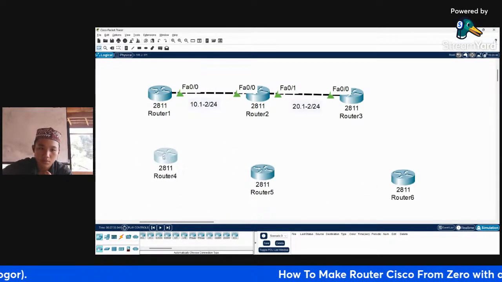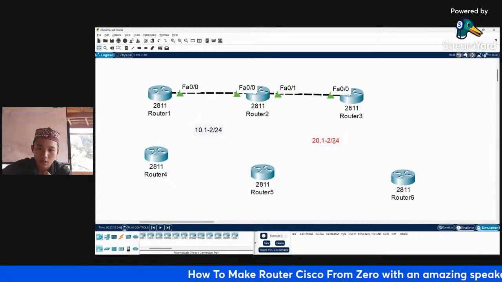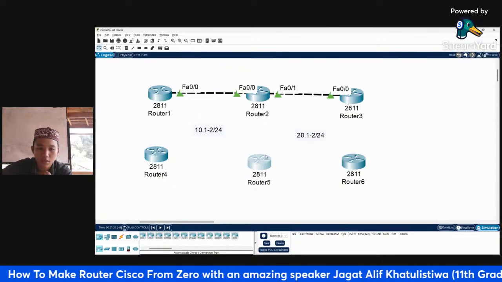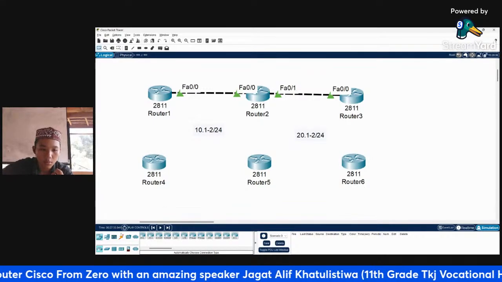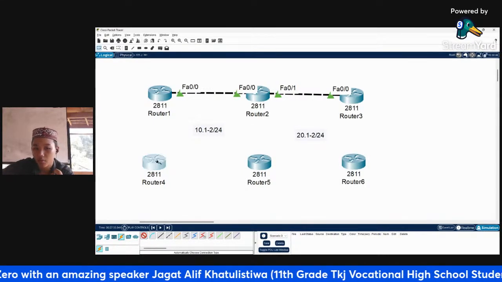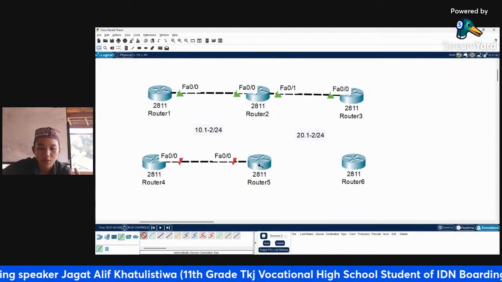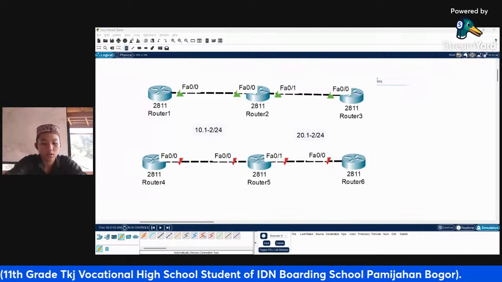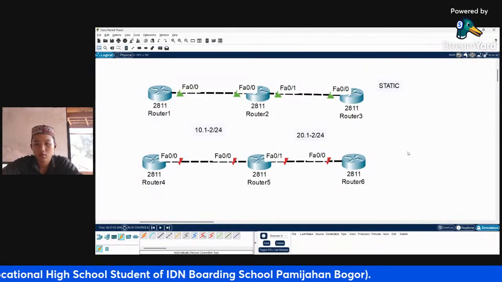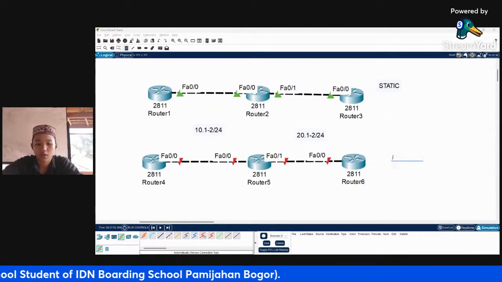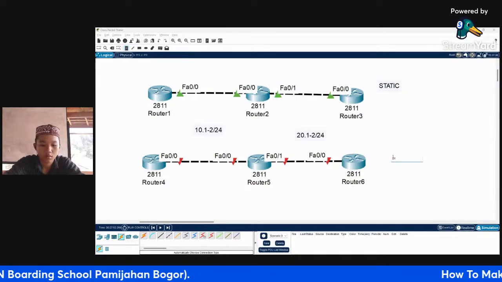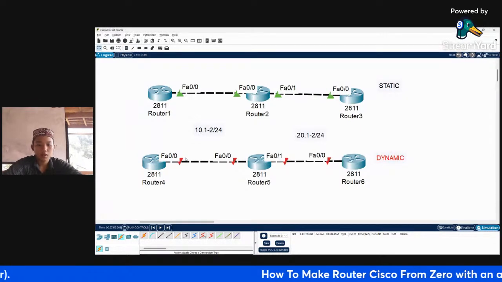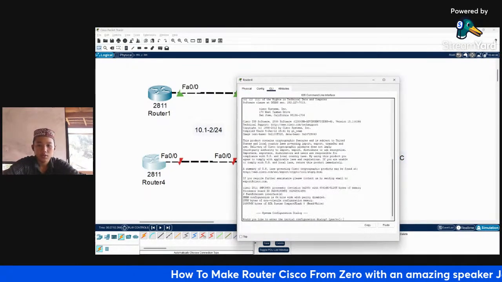So we try it. The IP addressing is the same as the top one. We just do the same thing, but there is a difference, because the top one is static and the bottom one is dynamic. Yes, like that. Enter the first router.